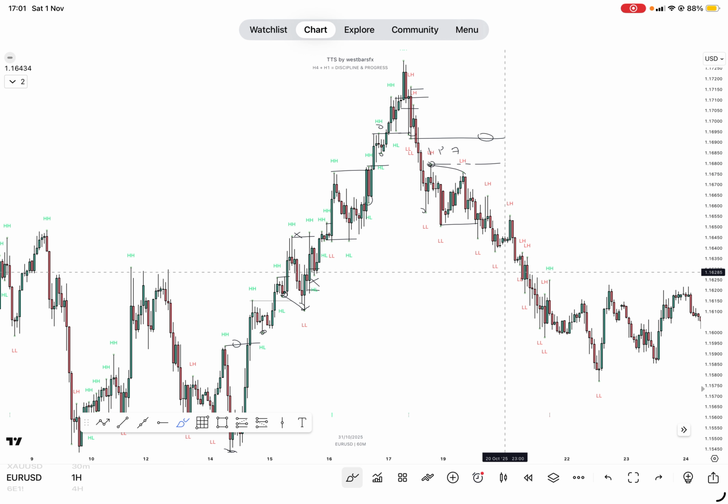So what you want to do is wait for another break. So just like the double break of structure scenario from a new inefficient pricing. So this is inefficient pricing.